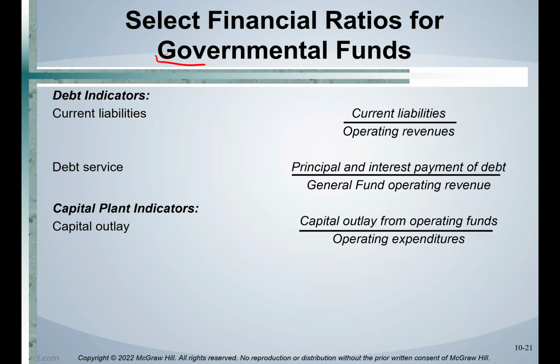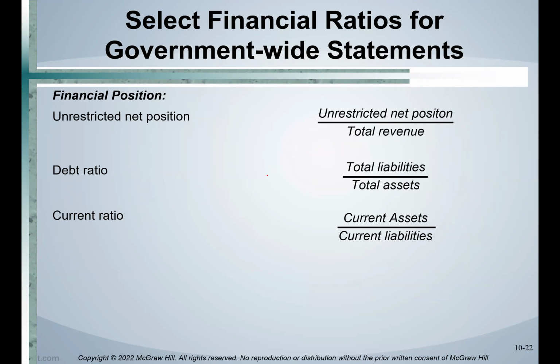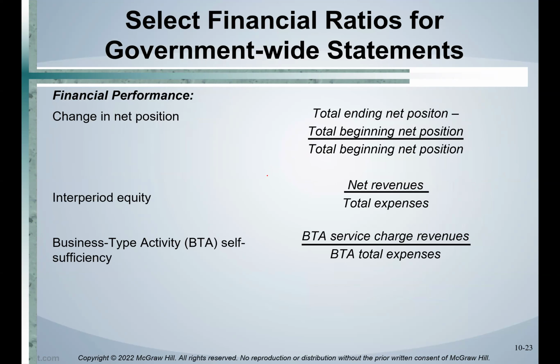Notice we're talking about governmental funds here. Okay, our debt service, principal and interest payment of debt versus the general fund operating revenue. Again, not considering other financing sources and uses, right? And so forth. And you can see some of the different things that we would use for our governmental fund, for our government-wide statements.